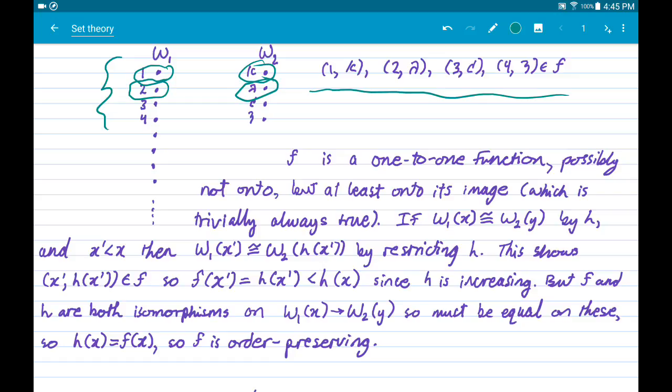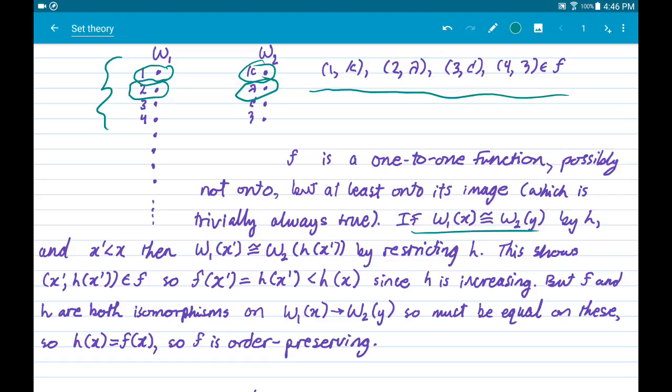But f itself is defined in terms of isomorphisms of initial segments. So the way that we're going to do this is, in fact, to prove something kind of generic about all isomorphisms on initial segments. So, namely, suppose that we have two initial segments given by x and y respectively and an isomorphism h between them. And also suppose that we choose a lesser element x prime.